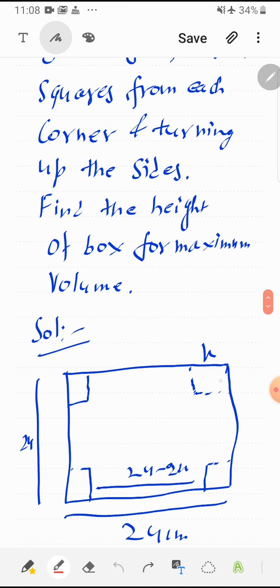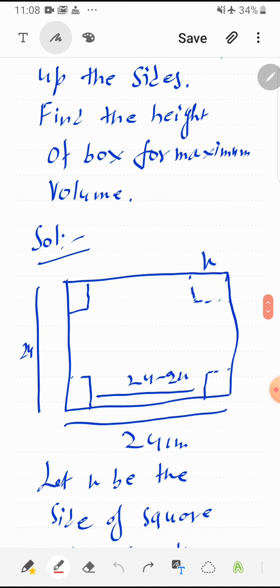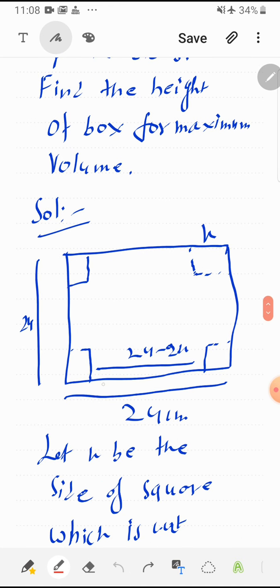So this we have been doing in our secondary class mathematics in mensuration questions so many times, that a square piece is cut off and by folding the flaps we are getting an open box. So let x be the side of the square, so that the remaining portion is a cuboid with a square base. So length is 24 - 2x, breadth is the same 24 - 2x, and height is x.